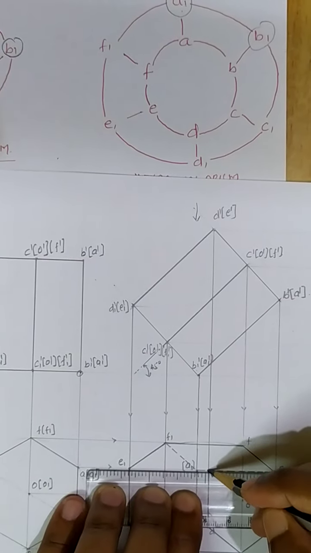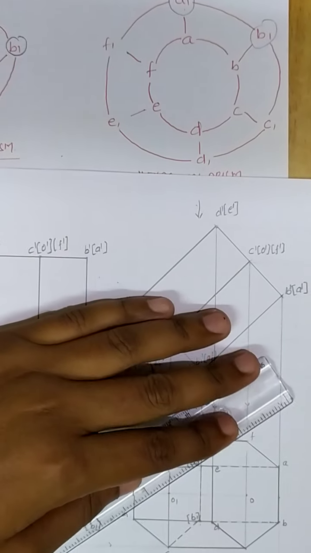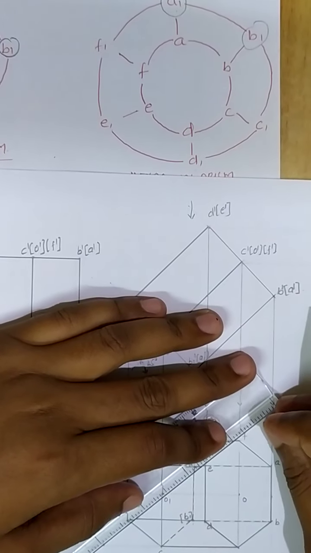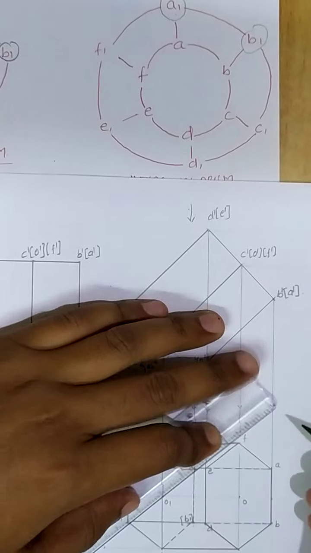So this should be drawn as a thick continuous line. So this should be drawn as a dark continuous line. So finally I will be having the third edge with respect to this point E. So that is E to F. So this must be drawn as a thick continuous line.